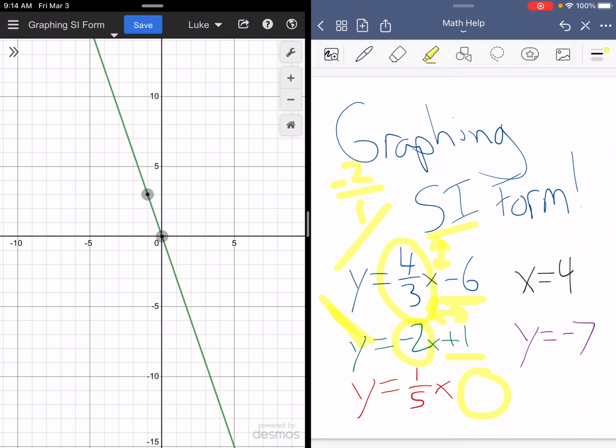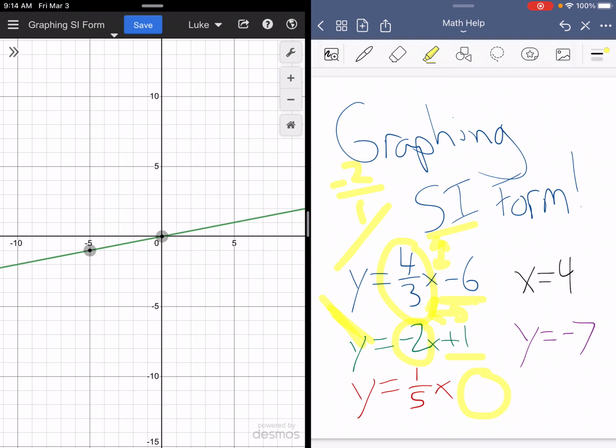So I'll start at the origin, and then apply my slope of 1/5. So I could go up 1 over 5 to the right like that. Or if I wanted to, I could go down 1 over to the left 5 like that. Again, it's the same line either way.